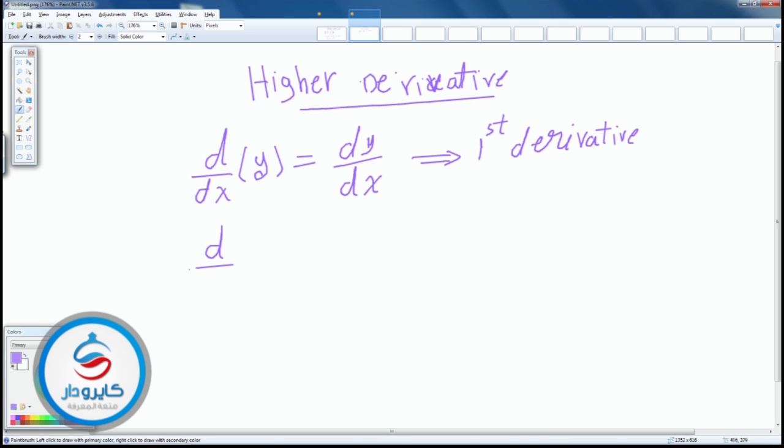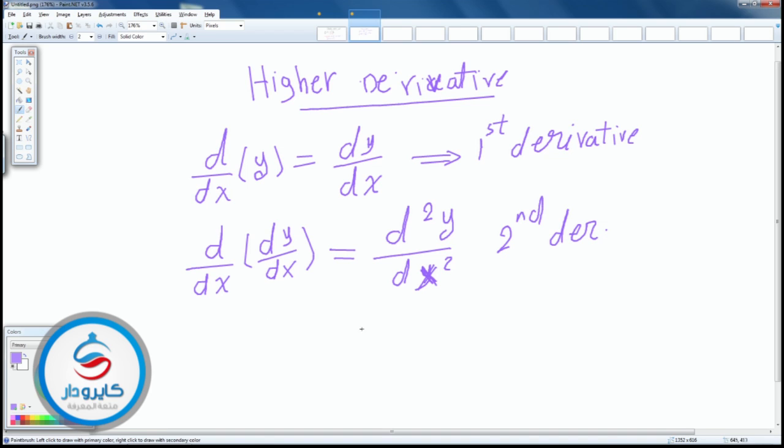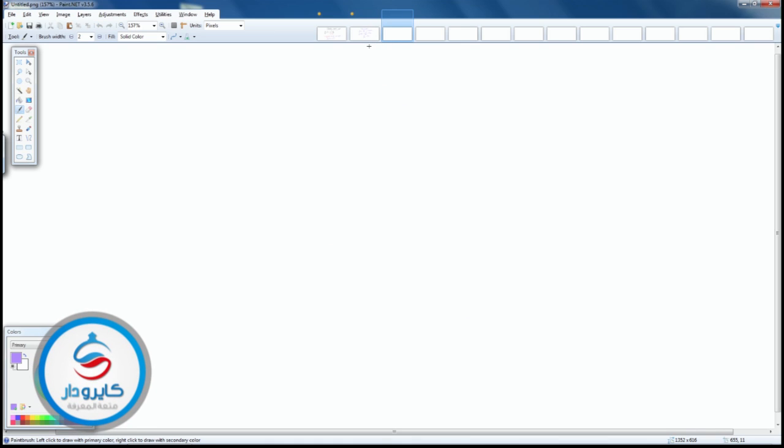Now we have to differentiate the first derivative dy over dx according to x. We write this function as d2y over dx square, and this is the second derivative. Also we have d3y over dx power 3, and this is the third derivative, and so on. This is all the kinds of higher derivatives. Now we talked about the implicit derivative and the higher derivative. Let's know more about it by solving some examples.